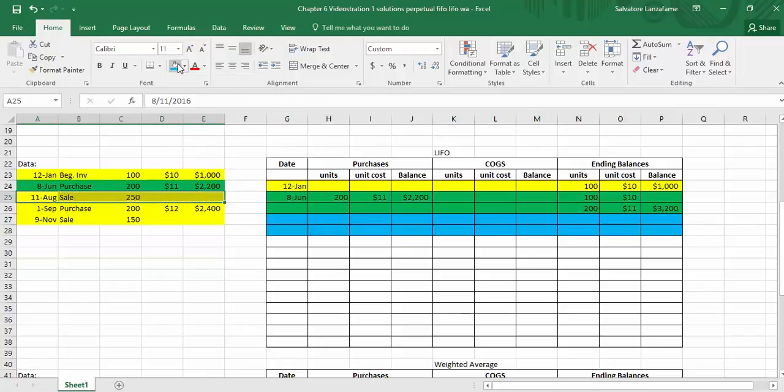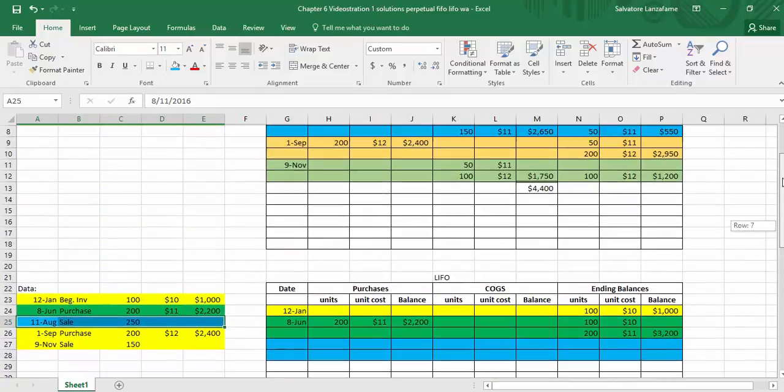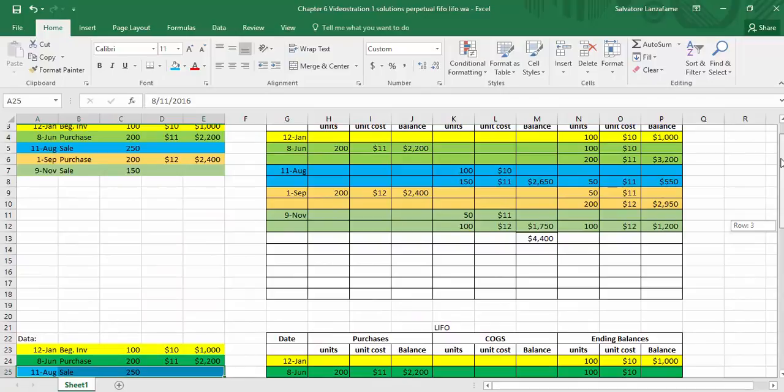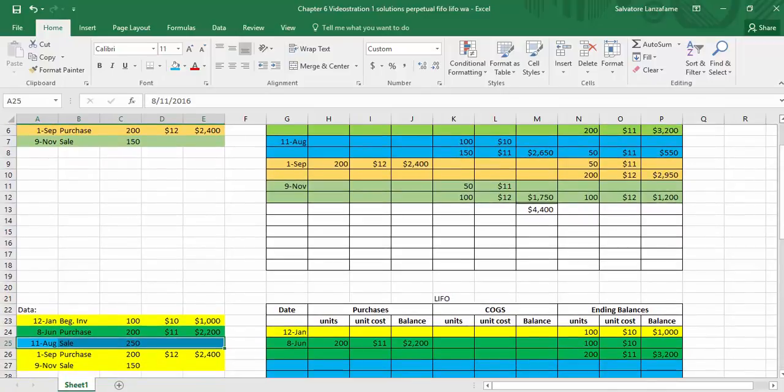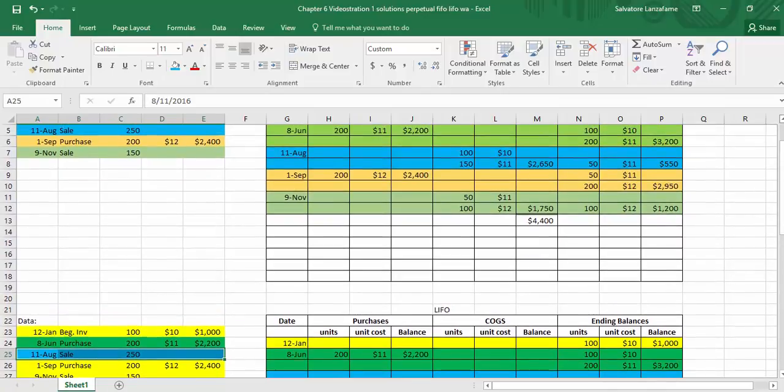So far we have the exact same answer after June 8th as we did up above. Notice 100 at 10, 200 at 11 for 3,200. And we got the same thing. So now you can see them both on the same screen: 100 at 10, 200 at 11, 100 at 10, 200 at 11. So when you just purchase stuff, your FIFO and LIFO look the same. It's not until you sell that you start seeing some differentiation.